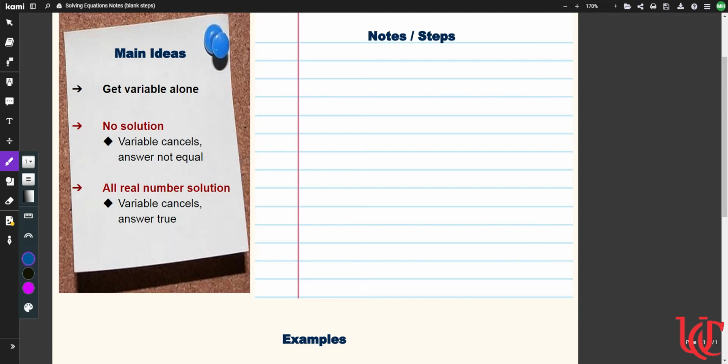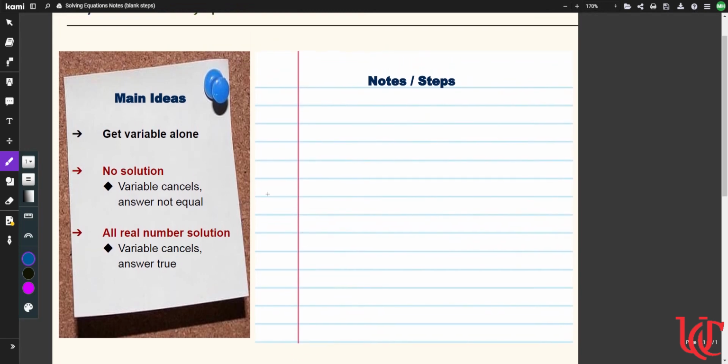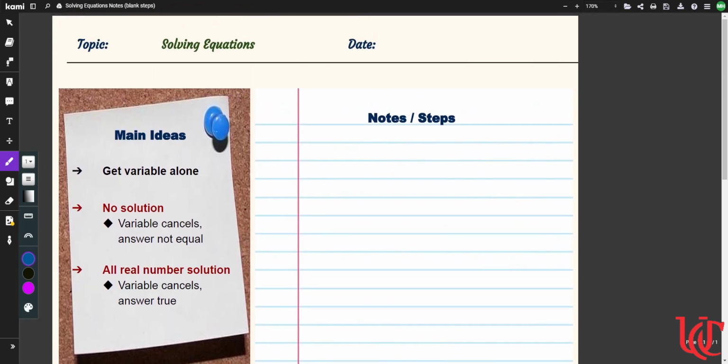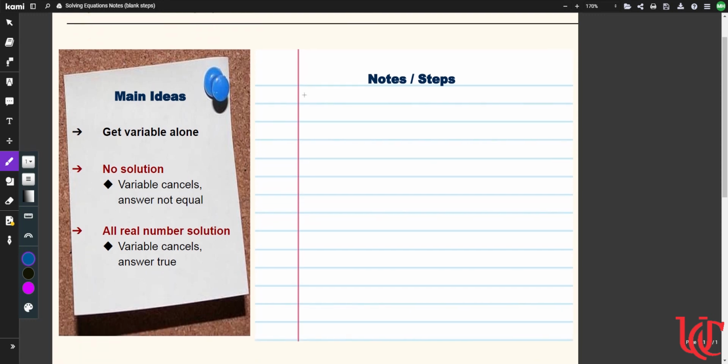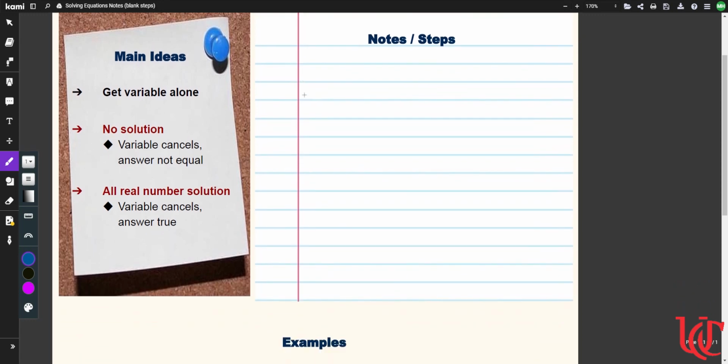Okay, so for solving equations, these are a version of Cornell notes. We have our topic, which is solving equations. You can put your date in your notes. The left side is our main ideas, and then we can add some extra notes to that. At the bottom, we'll have some examples for you to practice with. I will put the answer keys up, but I probably won't walk through all of them because we'll do an additional example with our notes.